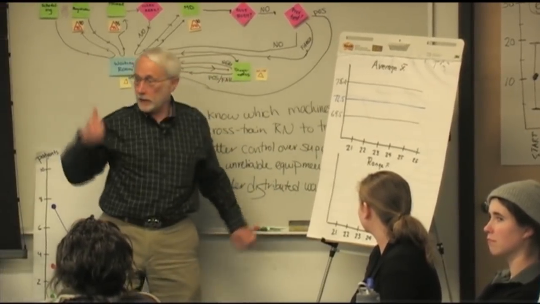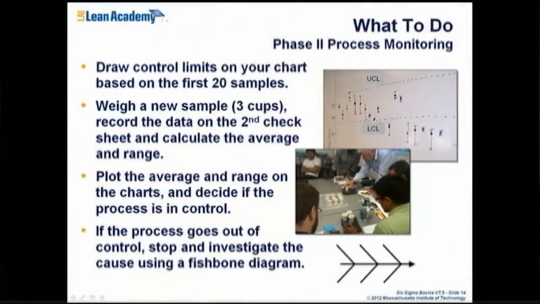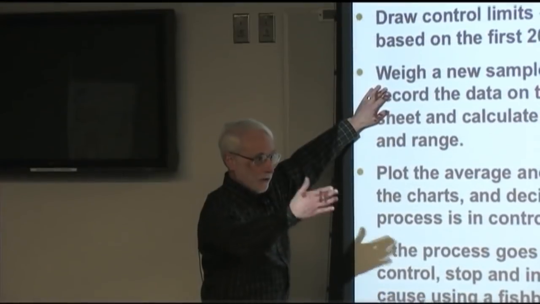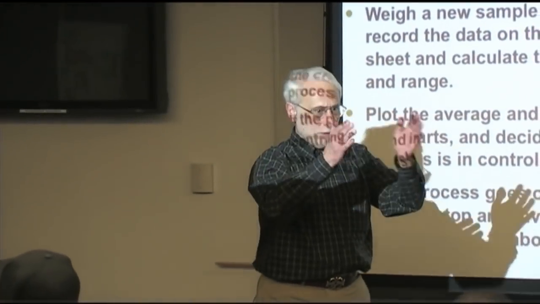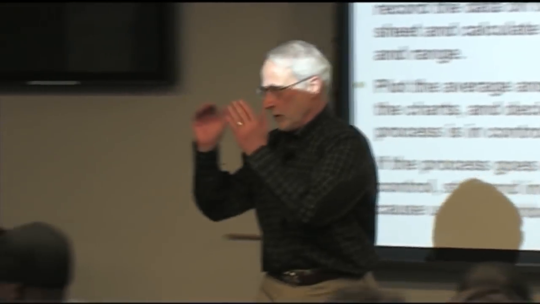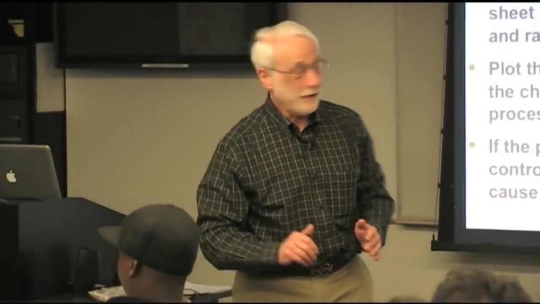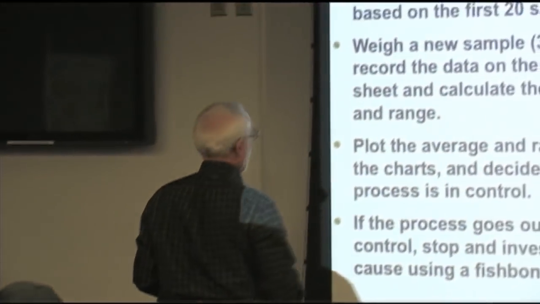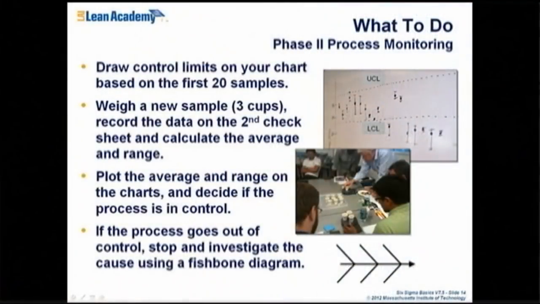You can come up here and get the data if you need to. We want to draw the control limits on our chart. That's now fixed. That's our process capability. Now we're going to start monitoring it for days 21, 22, 23, 24. You're each going to do 21, 22, 23, 24. You're going to measure 3 samples each day and plot the data on your control chart.